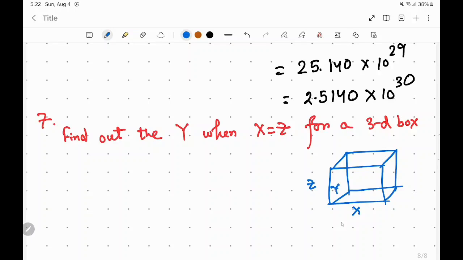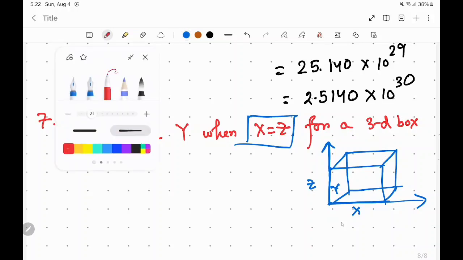So you have to find out the y. X and z are equal, two are the same. X and z are the same. But the definition, I just drew the basic general box. This is x, y, and z. Then you have to calculate what is given.